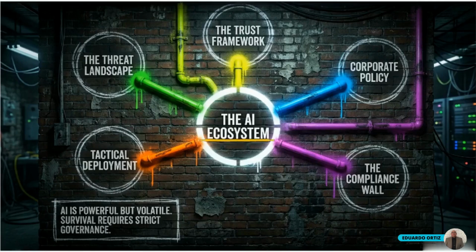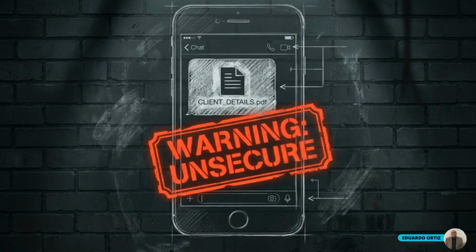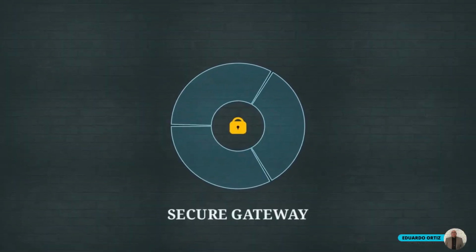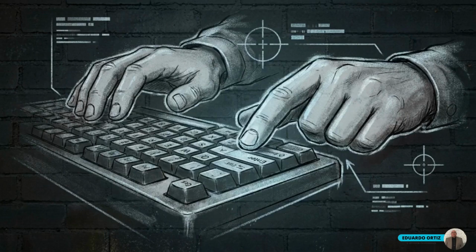This diagram shows the AI ecosystem, where corporate policy, threat management, and compliance interlock with your daily tactical deployment. Plugging client details into an unapproved chatbot converts a routine task into a major organizational data breach. Understanding how these pieces interlock is the baseline requirement. Before you type a single prompt, you must know exactly where your data is going.